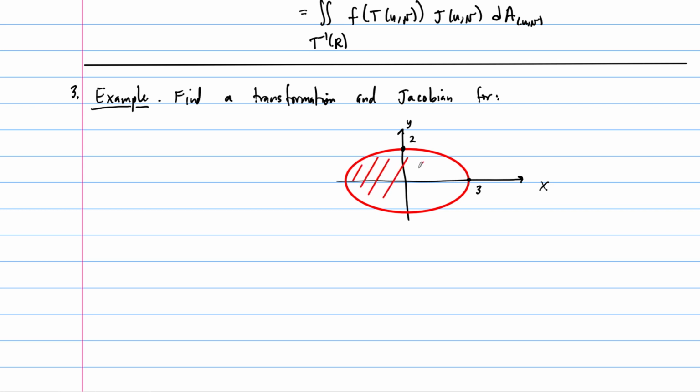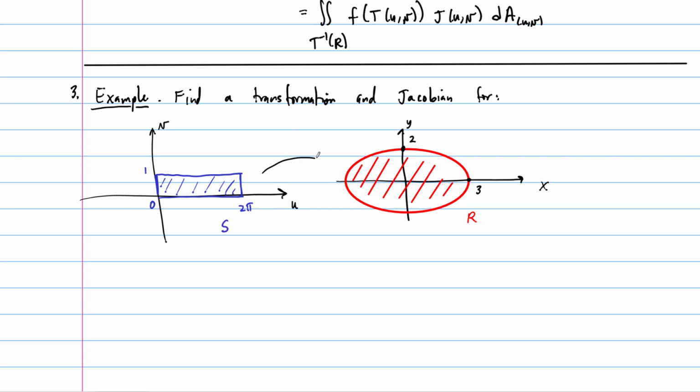So we'll call this R. And then we want to transform this to the following. In the UV plane, this is going to be S. This is going to be a kind of long rectangle over here. It's going to go from 0 to 2 pi in the U direction, and then just 0 to 1 in the V direction. And so the transformation has got to go this way, right? So R is going to equal T of S under whatever transformation we come up with here.